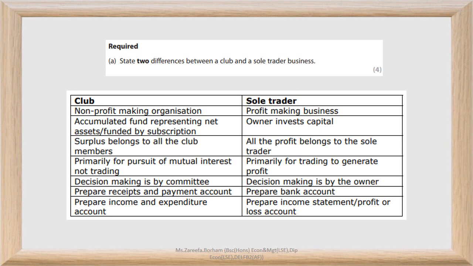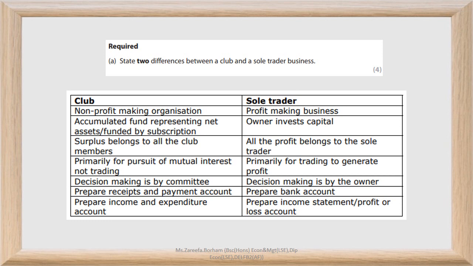Third, any additional earnings of the club that remain after spending for all relevant expenses is known as surplus. This belongs to the club members, whereas in a sole trader business, all the profit belongs to the sole trader. A club is normally formed with the pursuit of mutual interest rather than that of trading, but a sole trader business is formed with the prime motive of trading to generate profit.